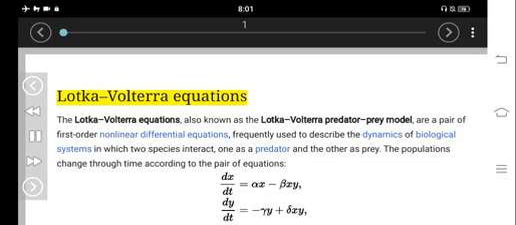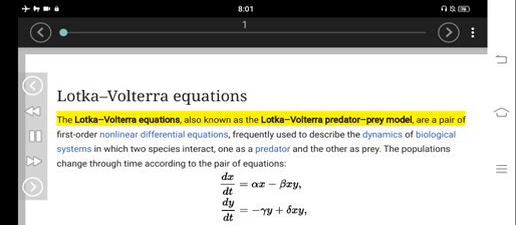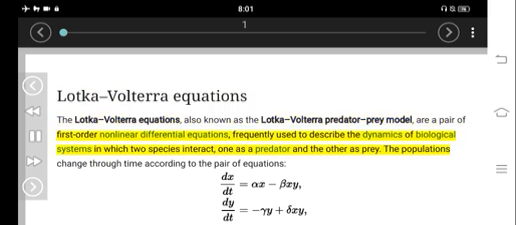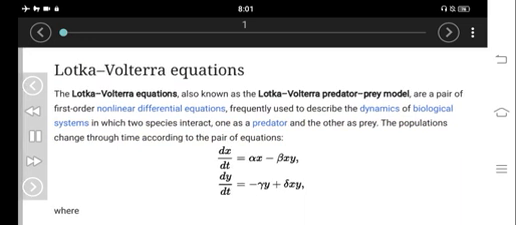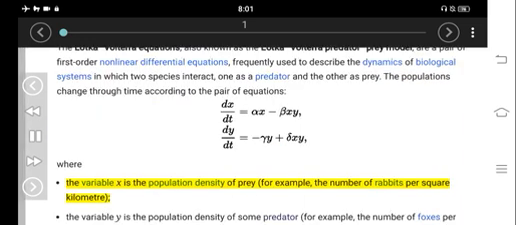Lotka-Volterra equations. The Lotka-Volterra equations, also known as the Lotka-Volterra predator-prey model, are a pair of first-order nonlinear differential equations, frequently used to describe the dynamics of biological systems in which two species interact, one is a predator and the other is prey. The populations change through time according to the pair of equations, where the variable x is the population density of prey, for example, the number of rabbits per square kilometer.